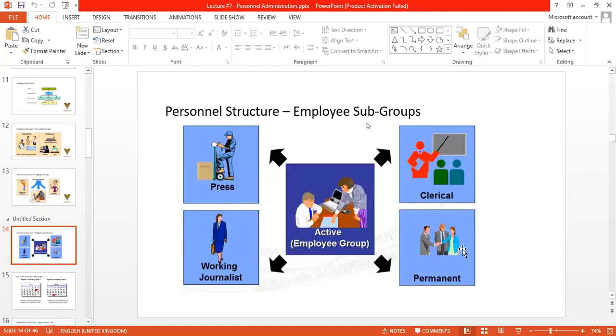Okay. It could be permanent employees, it could be press people or factory workers, the employee subgroup, because we have an active set of employees, and in that active segment we have people who are permanent. So their payroll, their payments will be different, their taxation will be different. Clerical, their payment rules will be different, the working schedules will be different. Working journalist, that will have a different slab for the payouts. They'll be paid on a weekly basis or fortnightly basis. Contractual workers or daily wage, they will have an altogether different slab. That's why we need employee subgroups.